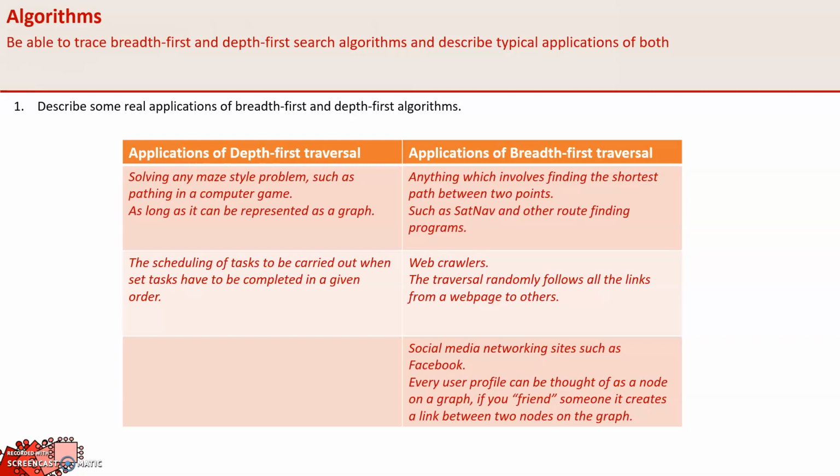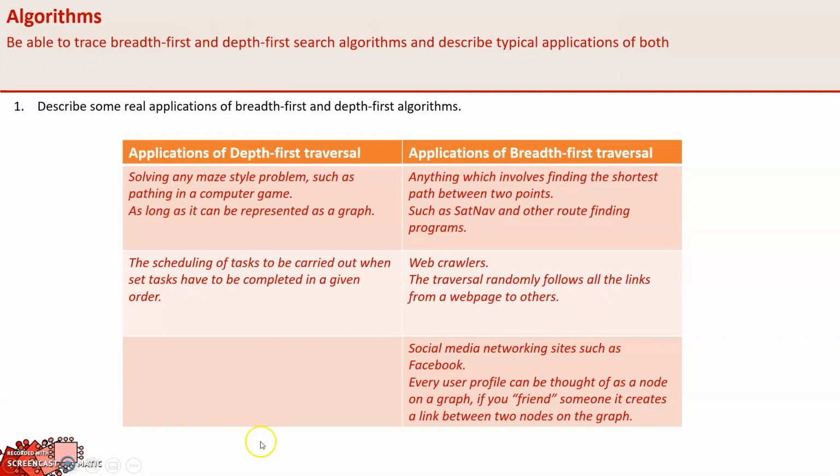Breadth first is going to be anything which involves finding the shortest path, the least expensive path between 2 points. Okay, so depth first will tell you how you can get there in the shortest number of nodes, but it doesn't necessarily pay any attention to how expensive that is. Whereas breadth first will allow you to make sure that you have checked all of the routes in your graph, and you can find the cheapest or the most efficient way between 2 points. So that would be things like sat-nav and route finding programs.